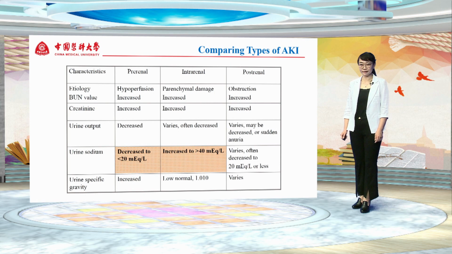Here shows the answer. Pre-renal AKI, urinary sodium is low, less than 20, while intrarenal AKI, urinary sodium rises to more than 40. From the analysis process of this problem, we can see that clinical manifestations should not be memorized from the surface. We should understand why it happened like this, based on the pathogenesis.